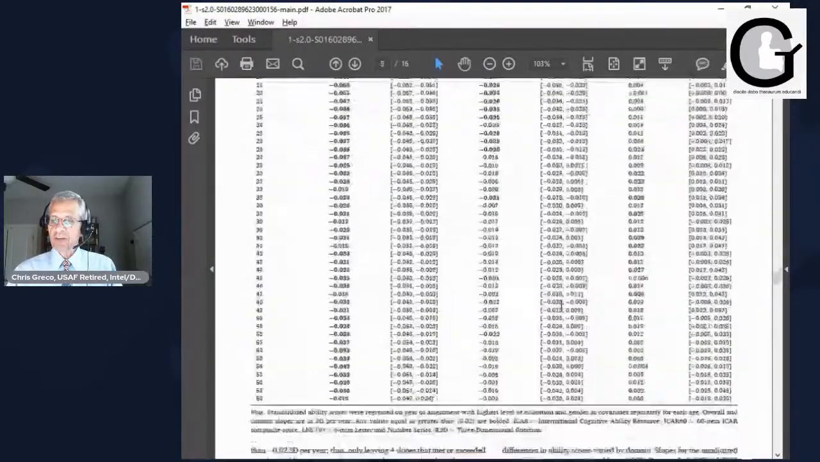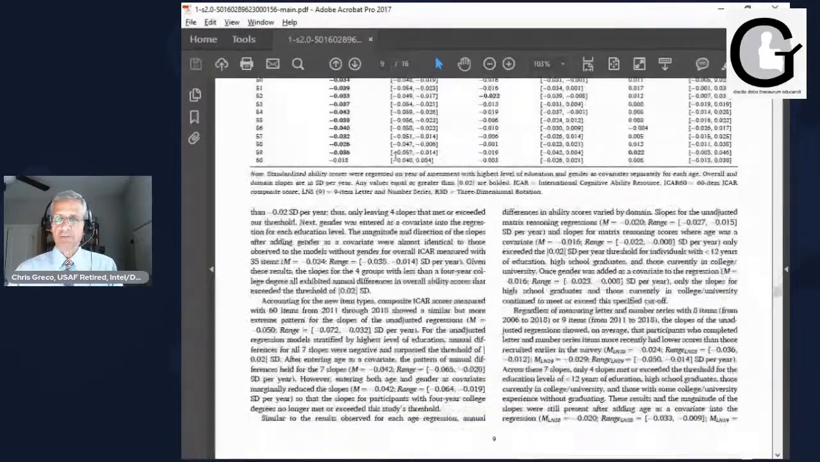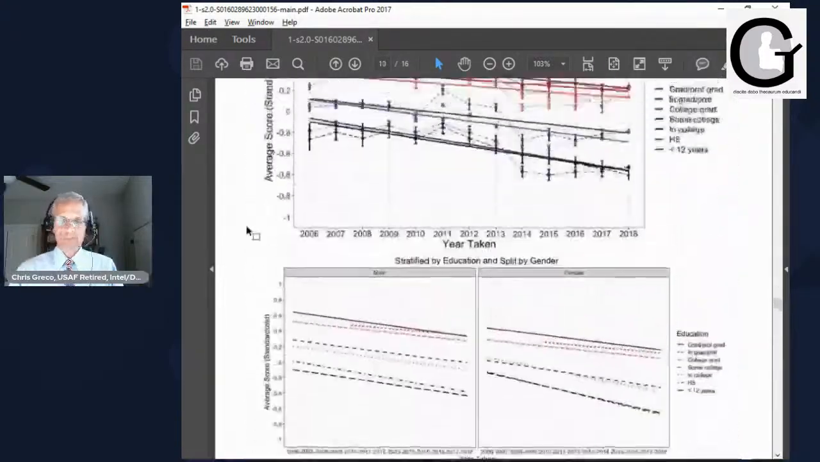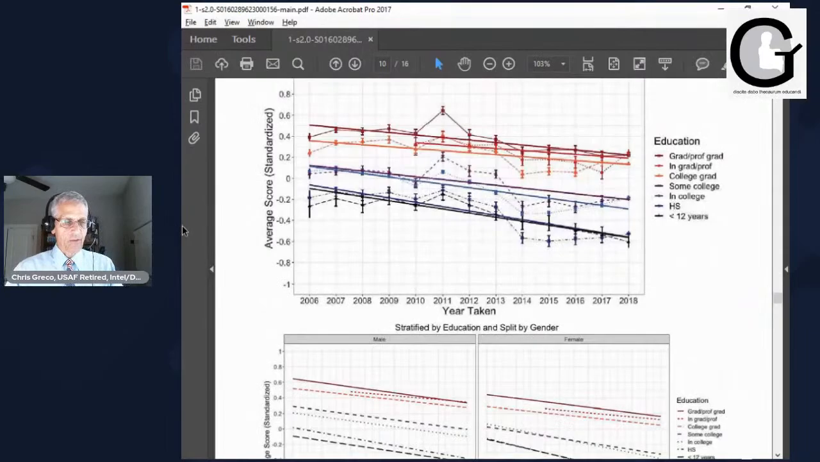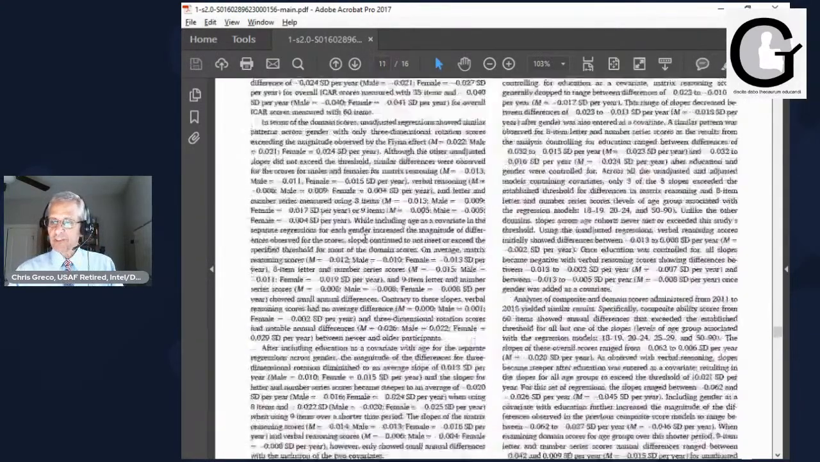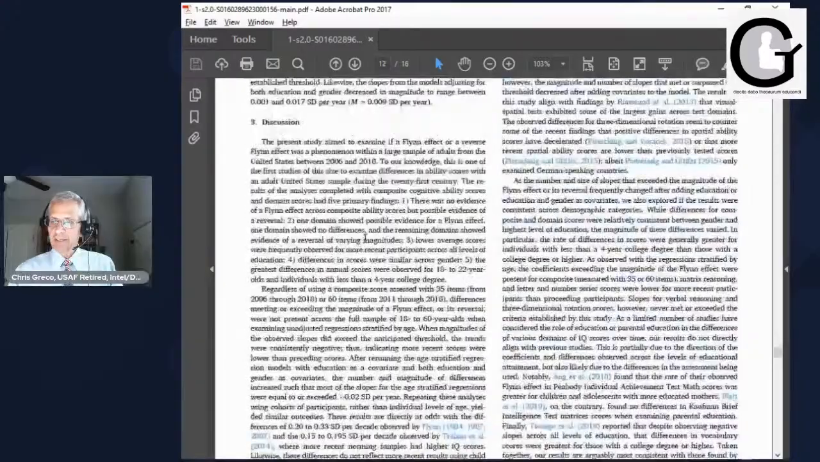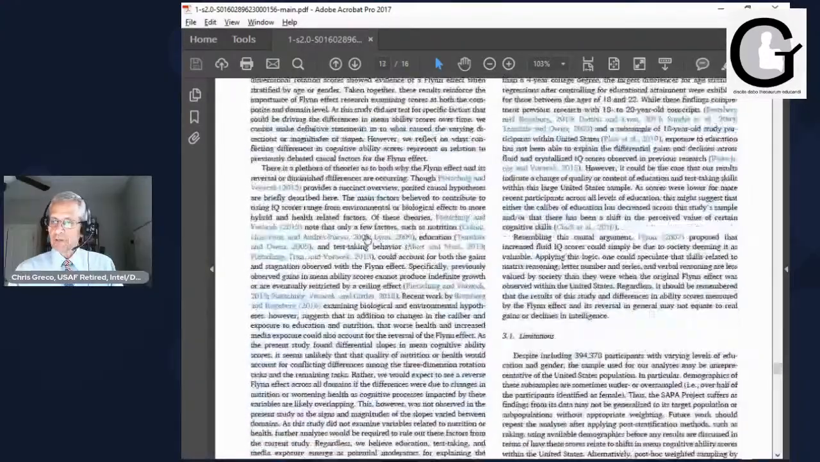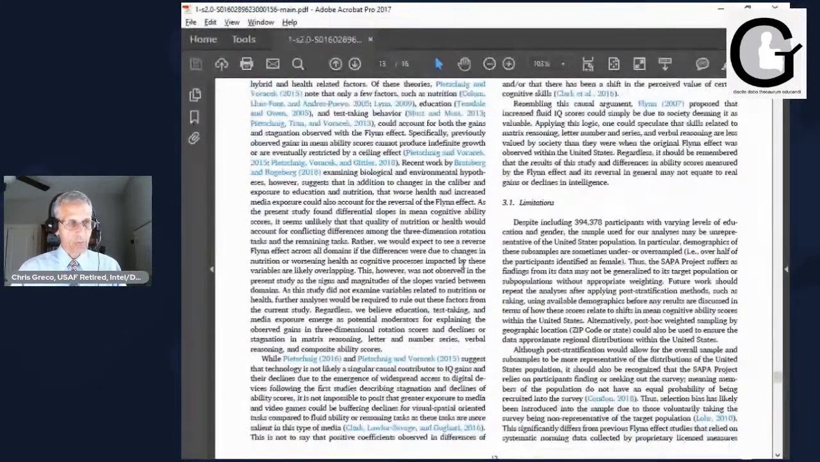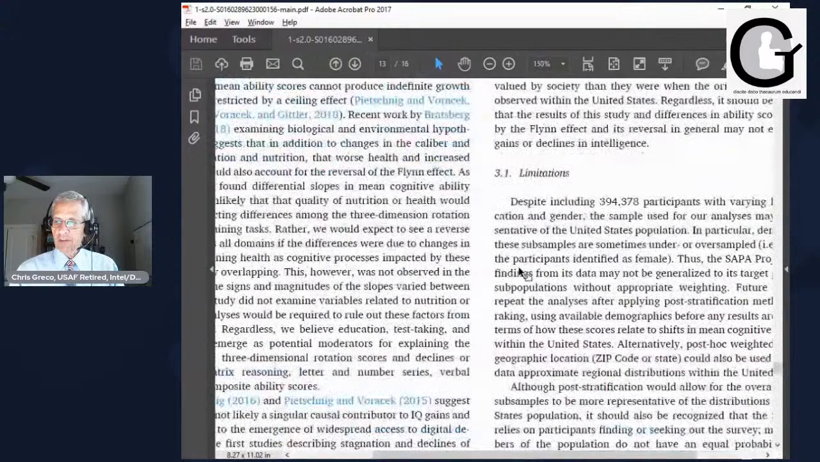But they did also talk about limitations, and I wanted to make sure and find these limitations because I think it's really important to understand. And here it is, limitations. They talk about them very well.